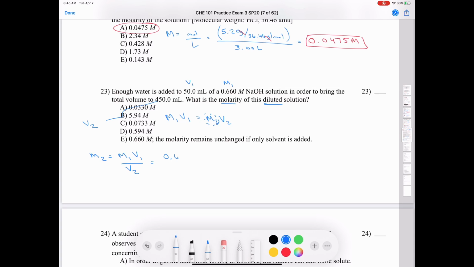So we just plug in our numbers, 0.660 molar multiplied by the initial volume, which is 50.0 milliliters, and then we divide that by 450 milliliters. You can see that my units of volume cancel out. I end up with a concentration, which is going to be 0.0733 molar. And that makes sense because we're taking this stock solution, if you will, and we're diluting it, because we're adding more solvent to it. So the molarity should be lower. The concentration should be lower.